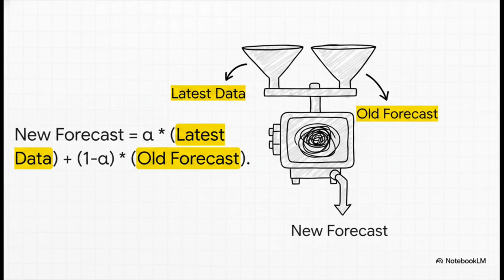And here is all that magic, but just put into plain English. To get your brand new forecast, you just take a small piece, that's your alpha, of the latest actual data that just came in, and you blend it with a large piece of your old forecast. It's this simple, really elegant way of constantly correcting your prediction based on the most recent piece of reality.